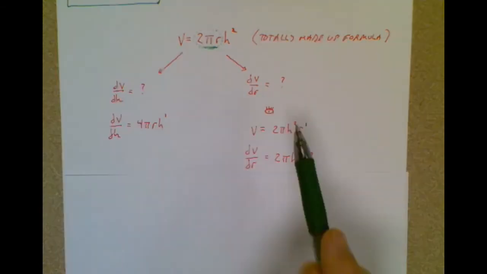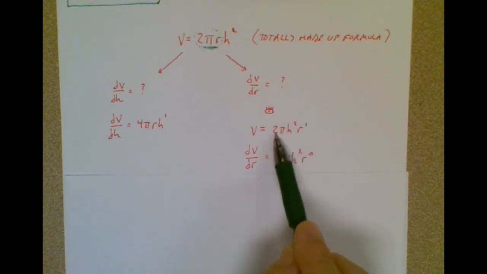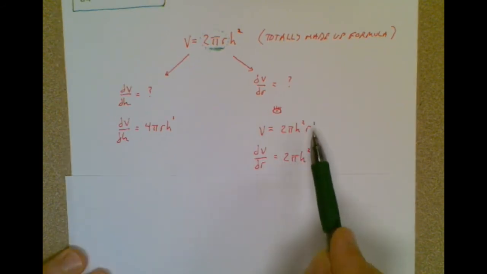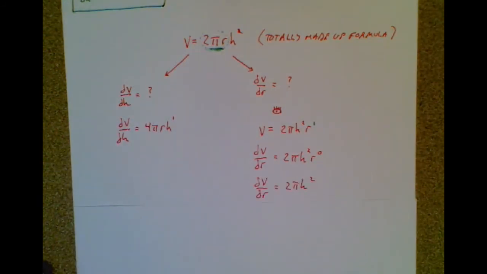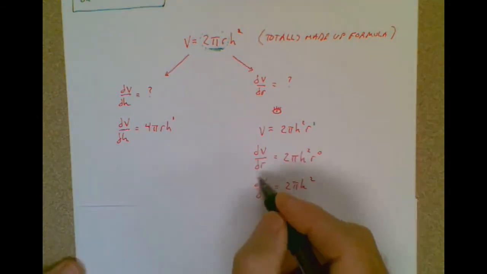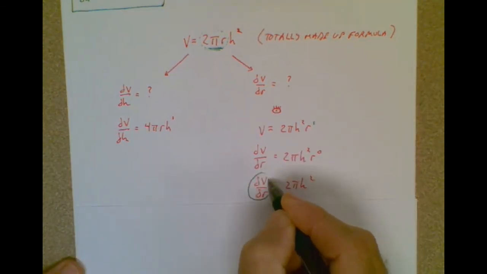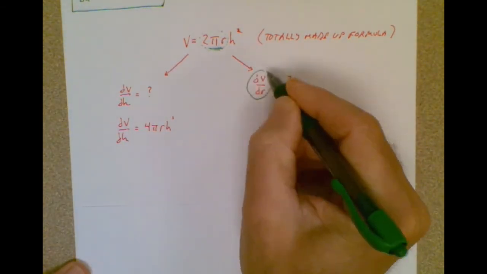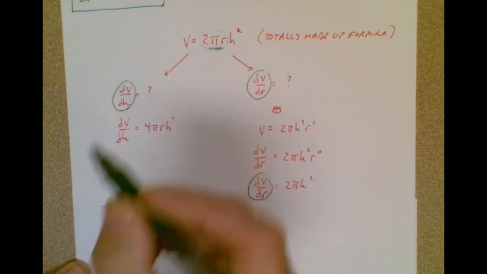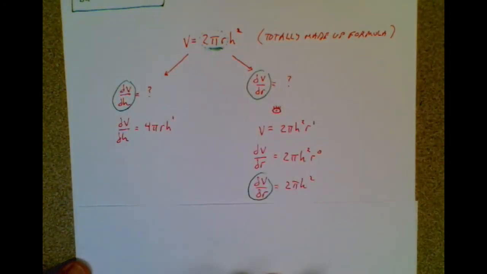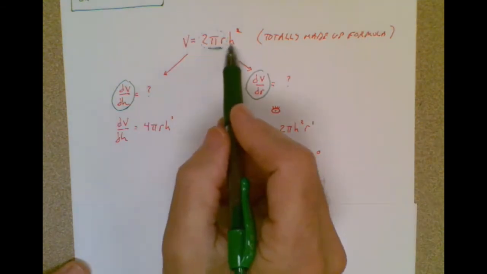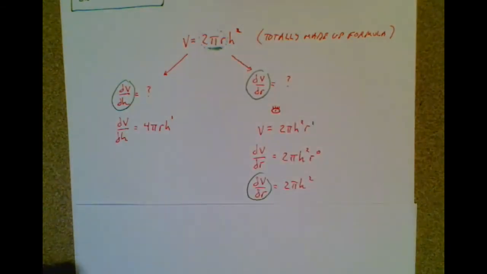So that tells me exponent times the whole coefficient, lower the exponent by 1, and anything to the 0 power is 1, so I don't even have to write that. So now I have my dV/dr. So you really have to pay attention to the symbolism. What is the symbolism asking you to do? And as soon as you digest what the symbolism is asking you to do, then you can look up into the problem and know what parts to treat like a variable and what parts to treat like a number.